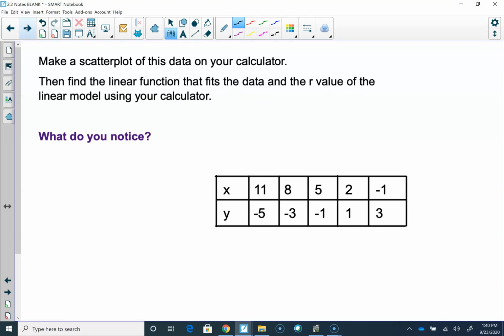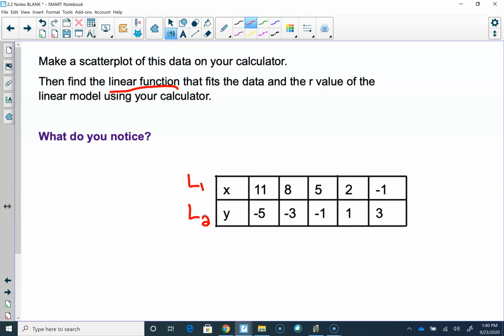All right, so let's take a look at this first one here. Make a scatter plot of this data on your calculator. Then find the linear function that fits the data. So on this one, we're trying to find a linear function. So if I were to enter this stuff into my calculator, this would be my L1, this would be my L2. We've already done this, so this should be a little bit familiar to you.